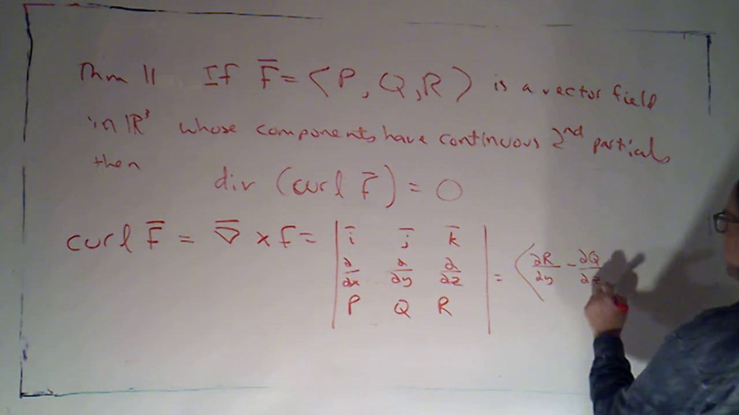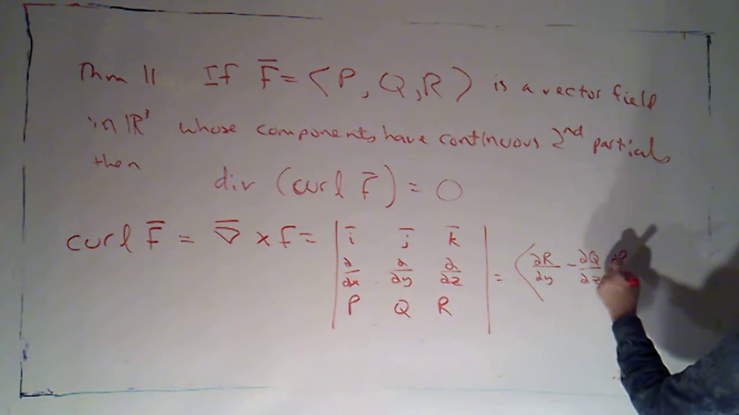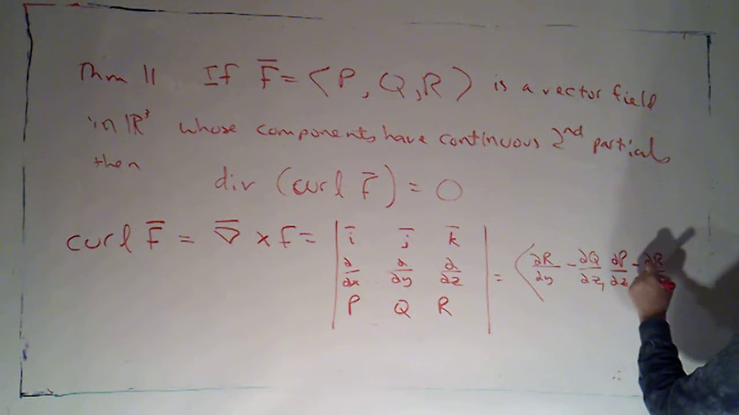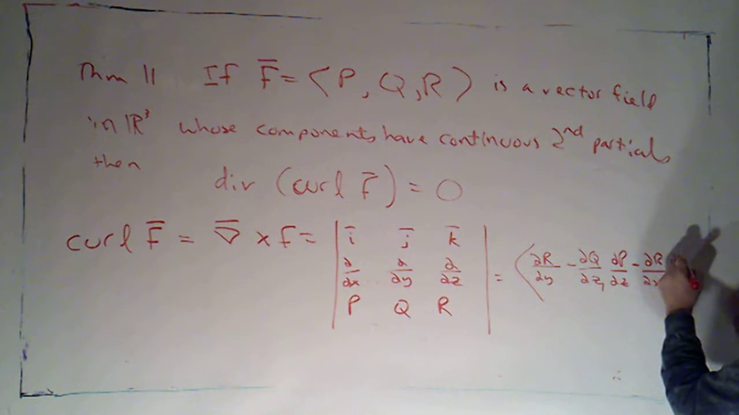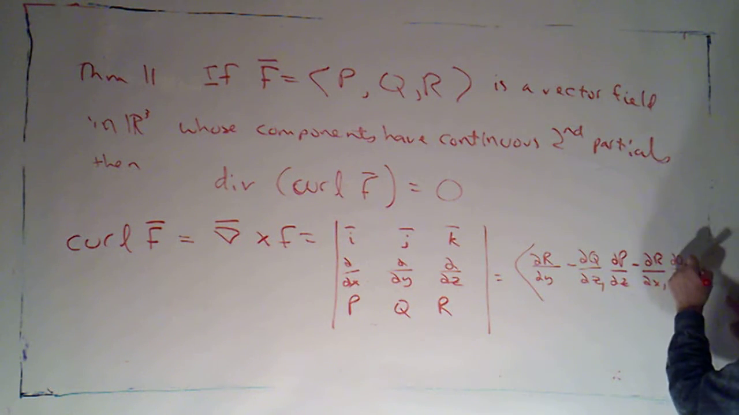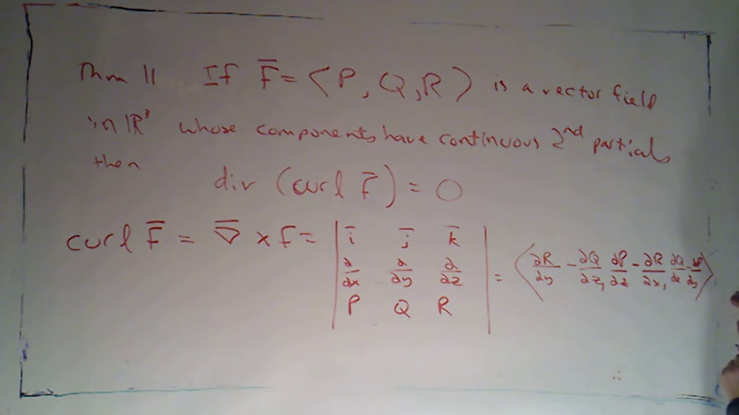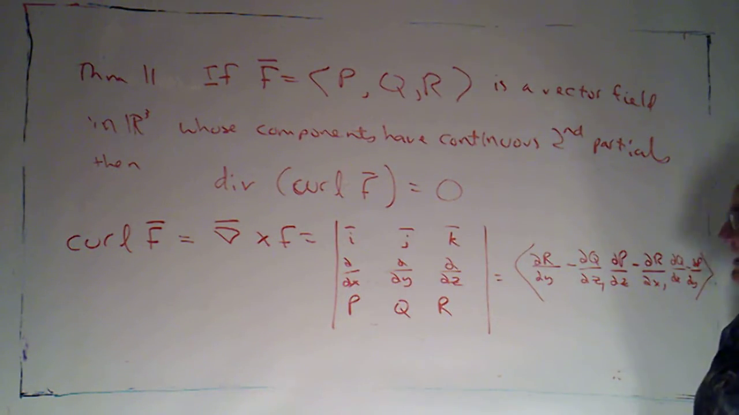For the second component, remember to do it backwards, I'm getting the partial of p with respect to z minus the partial of r with respect to x. And for the third component, I'm going to be getting the partial of q with respect to x minus the partial of p with respect to y. Running out of space here. Okay, so now I want to try to take the divergence of that.